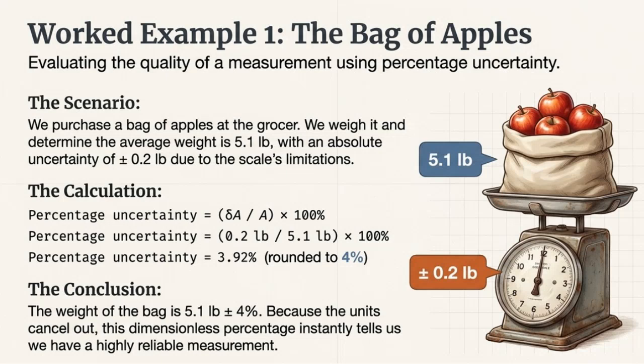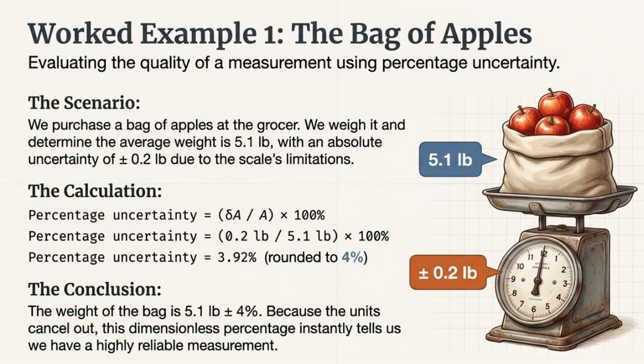Let's move forward and apply what we've discussed by working through an example involving a bag of apples. Imagine we buy a bag at the grocery store and weigh it. The average weight comes out to 5.1 pounds, but there's an uncertainty of plus or minus 0.2 pounds, which comes from the limitations of the scale.